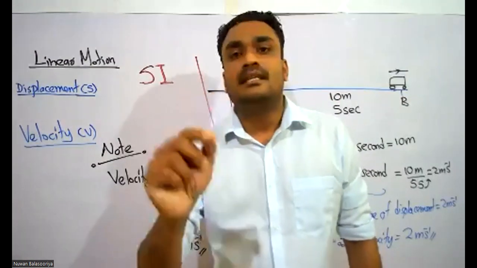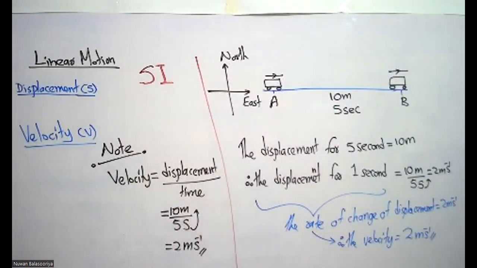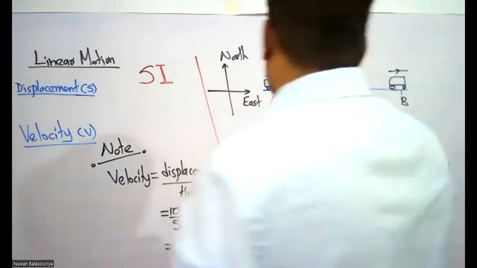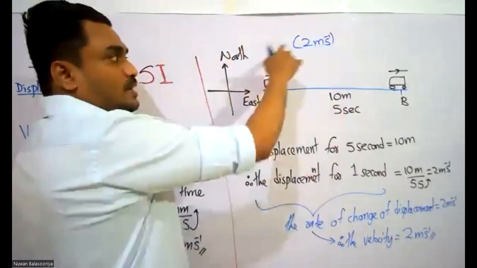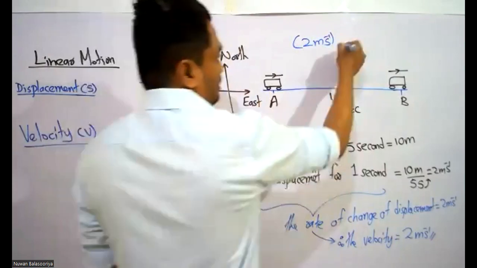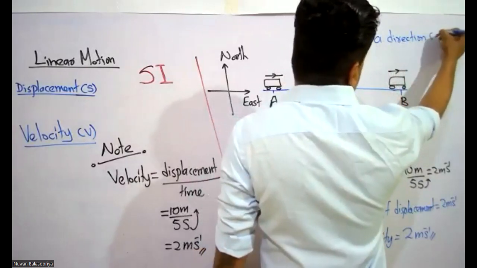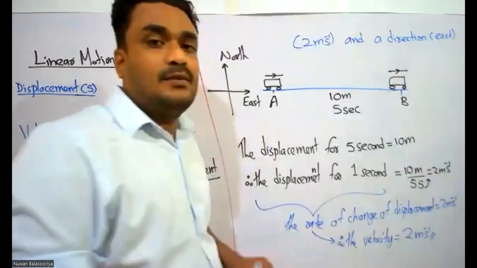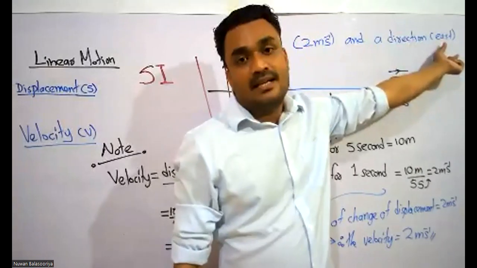A velocity has a magnitude, within brackets 2 m s^-1, and a direction, within brackets east. A velocity has a magnitude and a direction. Magnitude within brackets 2 meters per second and a direction within brackets east.